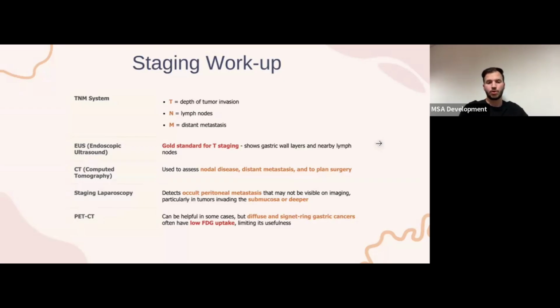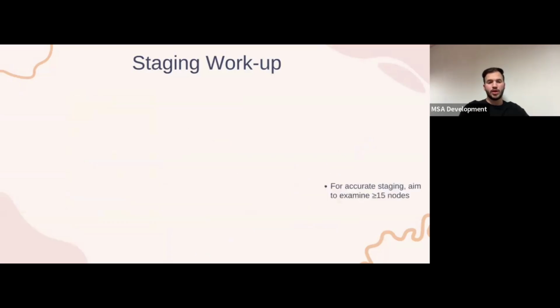And if we are planning for surgery, we do laparoscopy to detect any occult peritoneal metastasis or any metastasis that is not shown elsewhere. And finally, we do PET-CT. However, it's not that efficient for diffuse and signet ring gastric cancers.